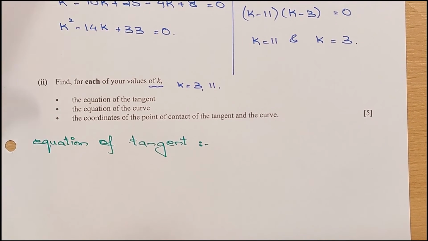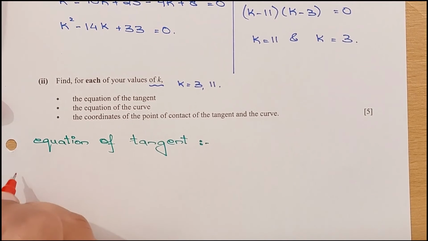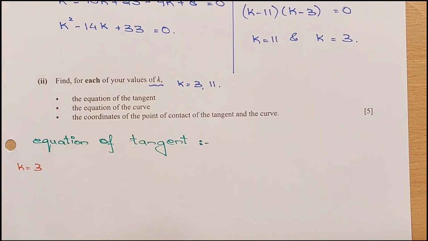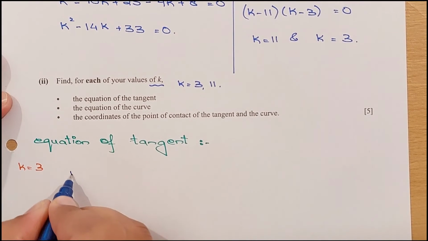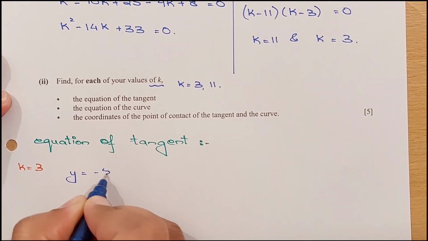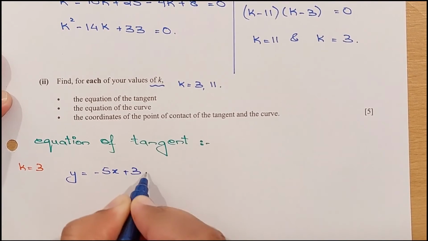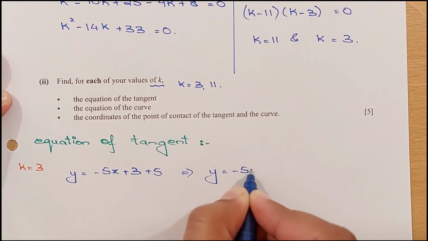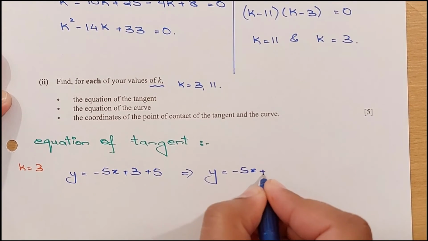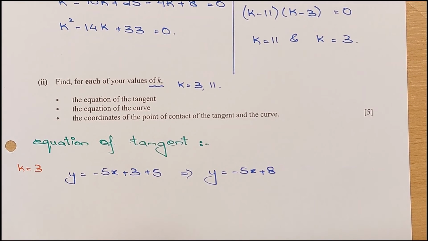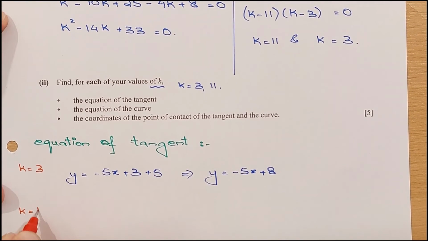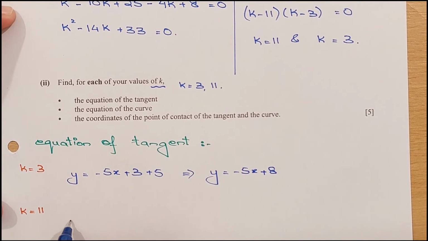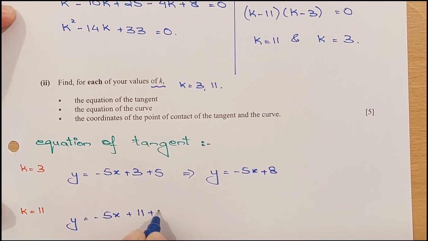So the first equation of tangent is when k equals 3 and then when k equals 11, right? So for k equals 3, the equation of tangent is y equals minus 5x plus 3 plus 5. So from here y equals minus 5x plus 8. This is my first equation of tangent, right? Now for k equals 11, the equation of tangent is y equals minus 5x plus k plus 5.